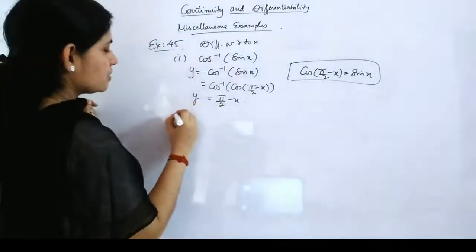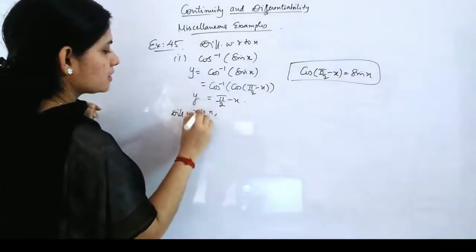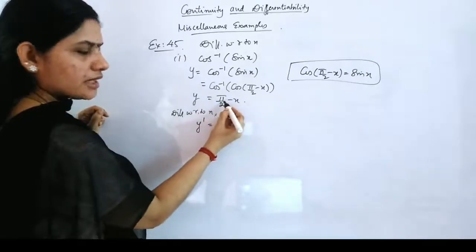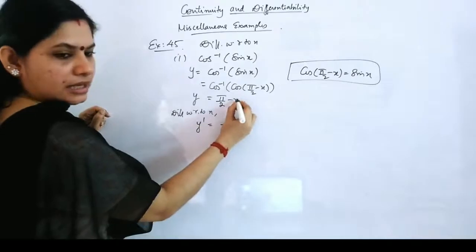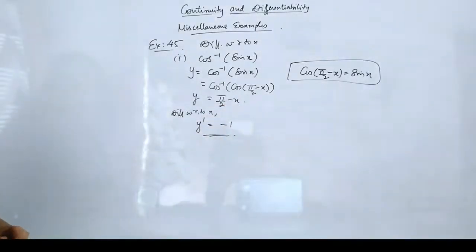Now differentiating both sides with respect to x, what will you get? y dash or dy by dx is equal to the derivative of pi by 2, which is a constant, so its derivative will be 0, minus the derivative of x, which is 1. So your answer will be dy by dx is equal to minus 1.